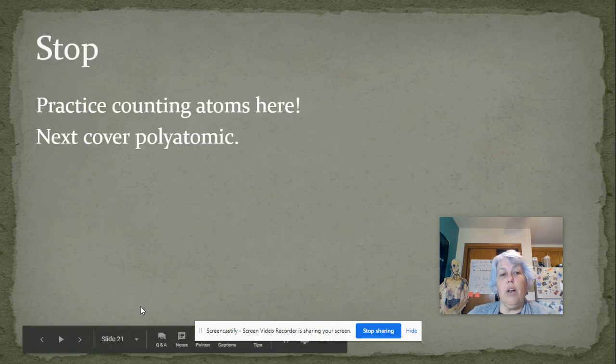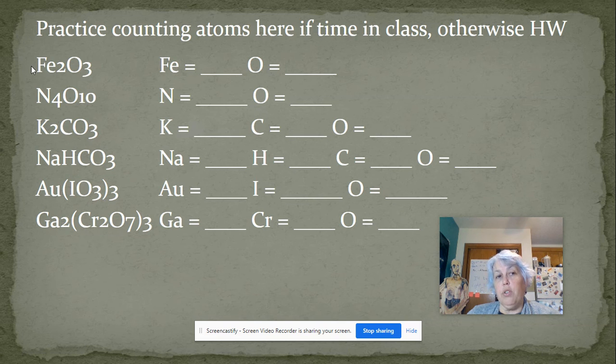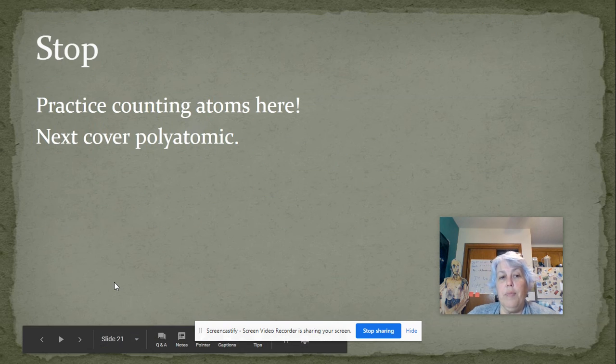Okay, so just notice that none of these had a coefficient. So if we had a coefficient, like if there were 2 in front of this, then it would be 2 iron, but there's 2 times this whole thing. So it would have been 4. If this were 2 in front of here, it would have been 4 iron and 6 oxygen.